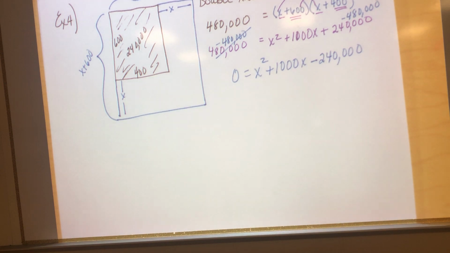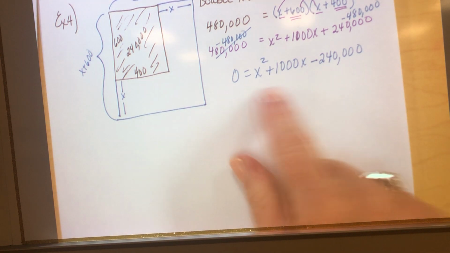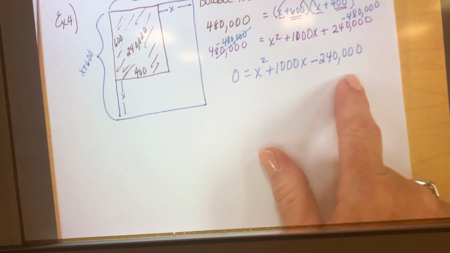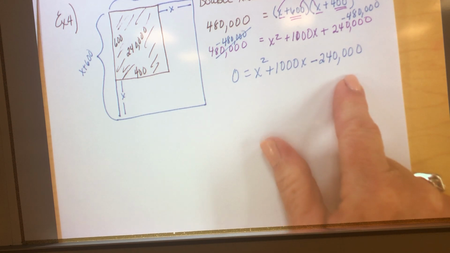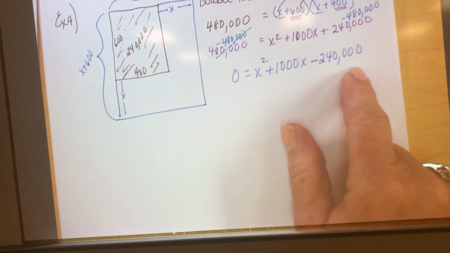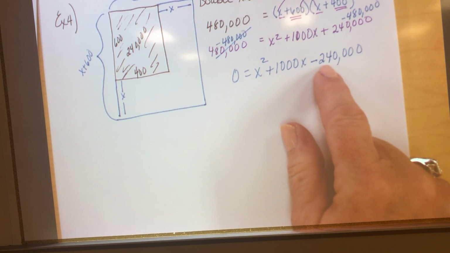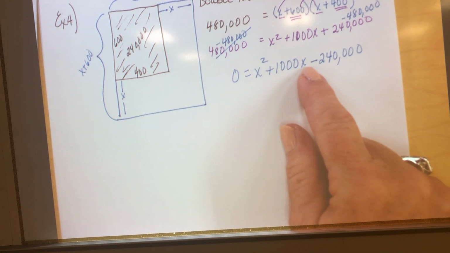Okay, so now watch this. Can you take anything out? No. Is it special? People, is 24 a perfect square? No, it's not special, and plus that's a minus sign. Okay, so that means we have to guess and check.